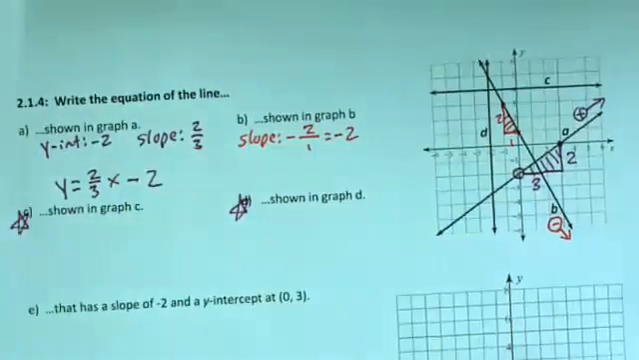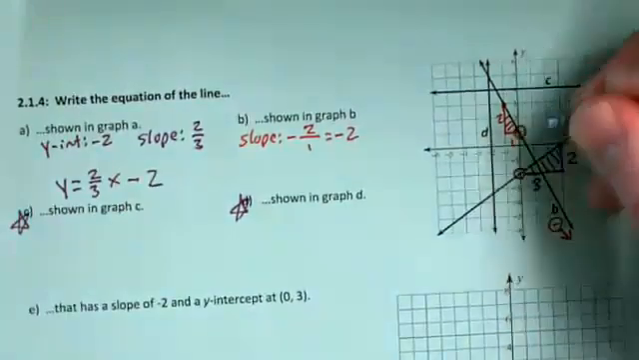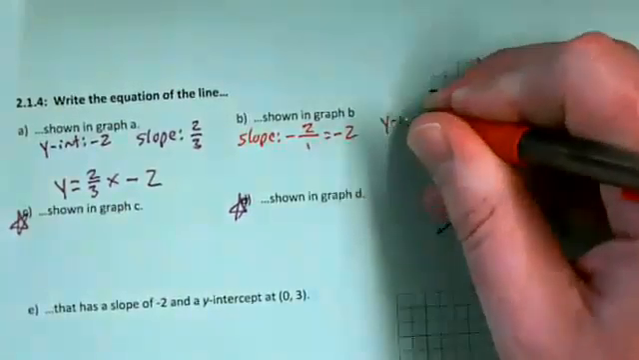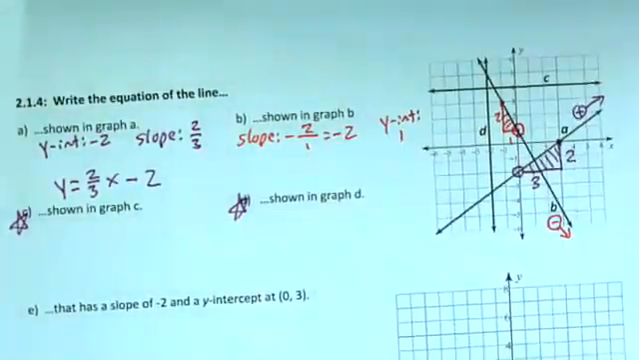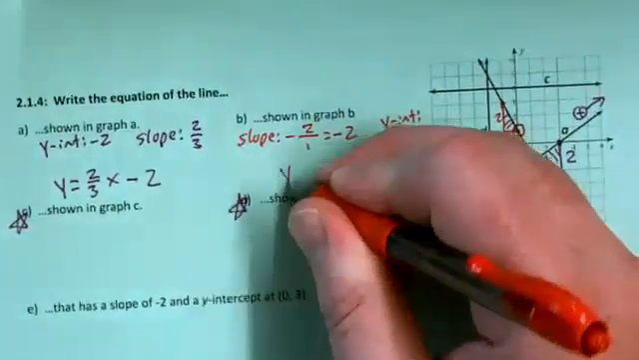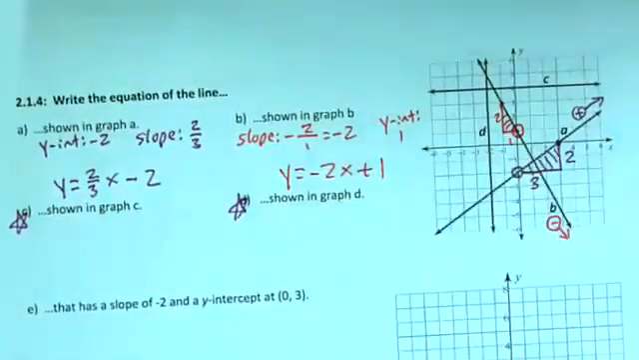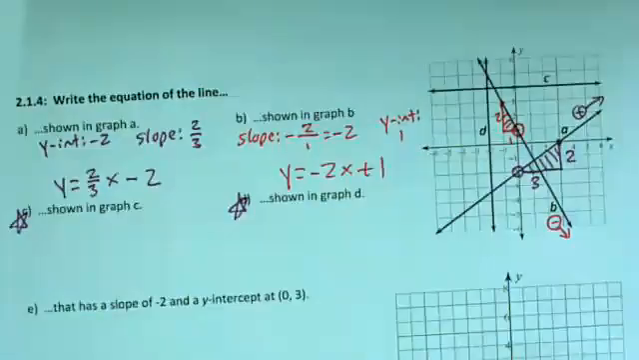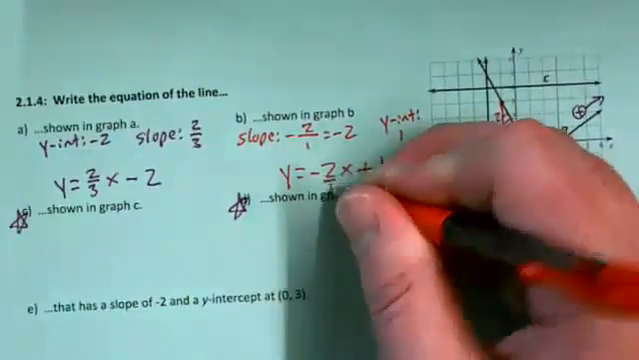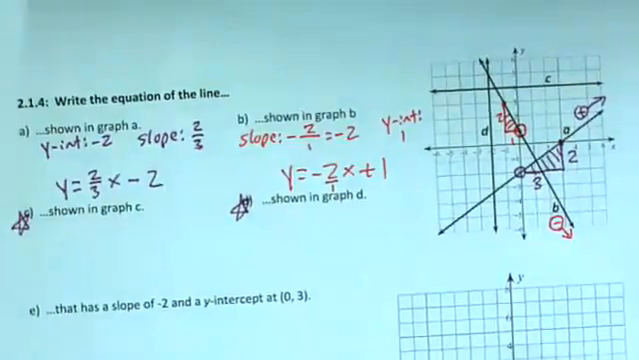The other thing I need for line B is my y-intercept, and it appears to be at 1. So my y-int is 1. So my equation then is y equals slope is -2, and then x, and then +1. Y equals -2x plus 1. All right, did anybody forget to put the minus on their slope on that one? That would be a very common mistake. Did anybody write it as 2 over 1 instead of just as 2? That's okay, that's not wrong.